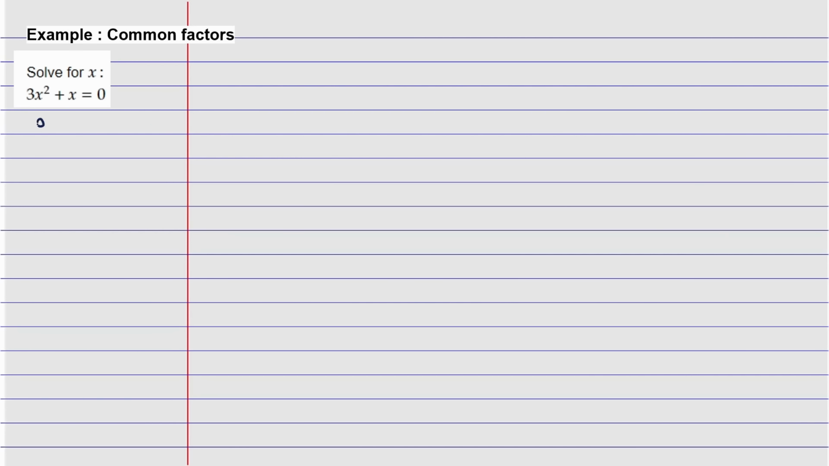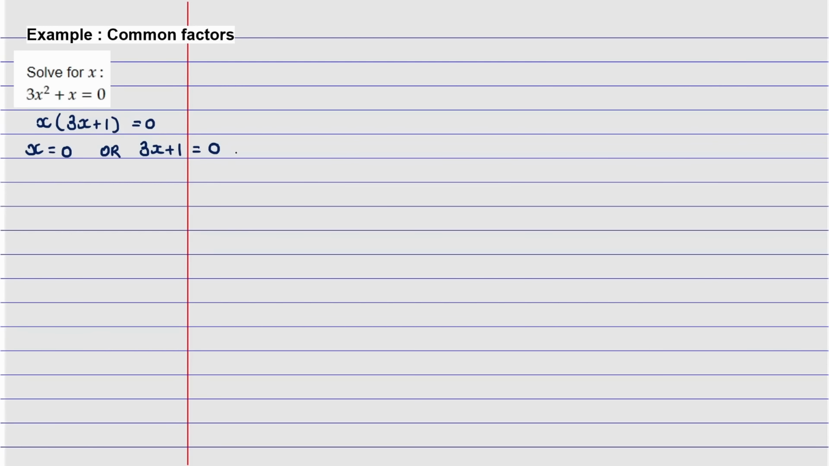So taking x out is going to be x, open bracket, it's going to be 3x plus 1, and that's going to be equal to 0. Then what we're going to do is basically equate x to 0 and this bracket to 0. So it's going to be x is equal to 0, or 3x plus 1 is equal to 0, right? So this one is going to be the same because nothing is going to change.